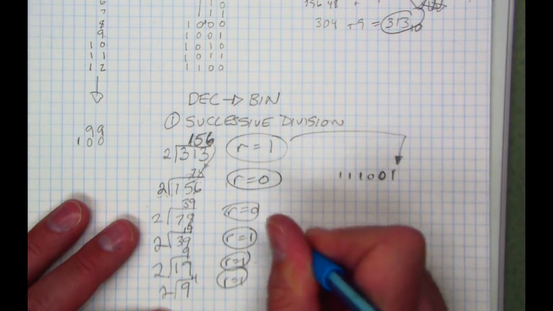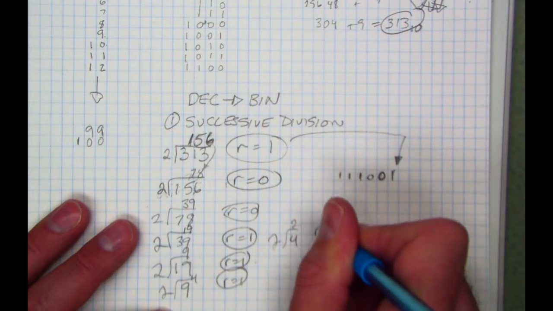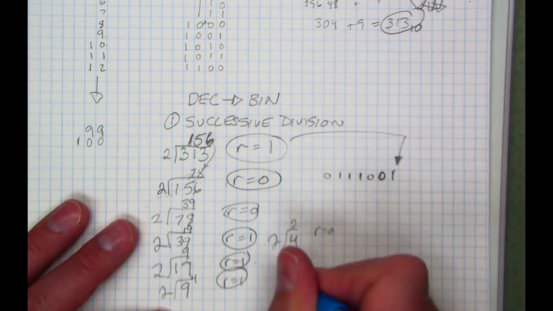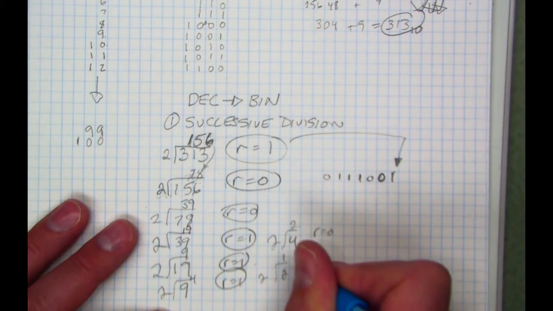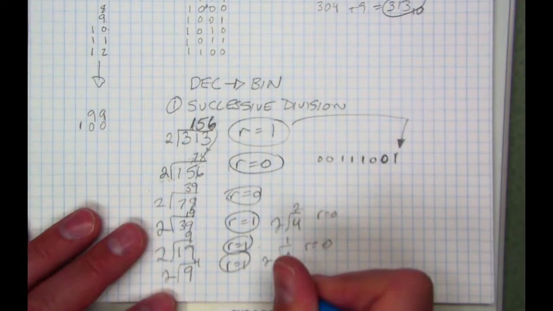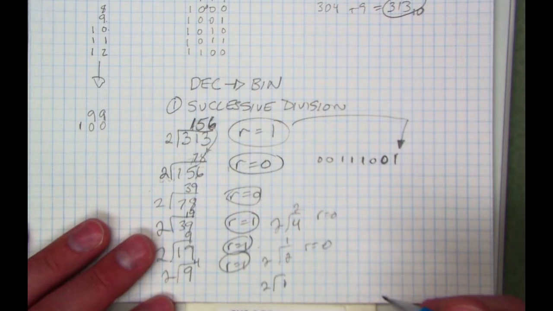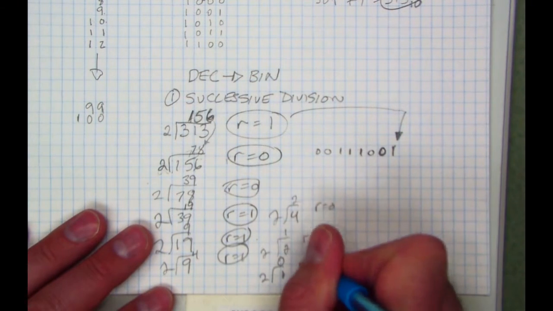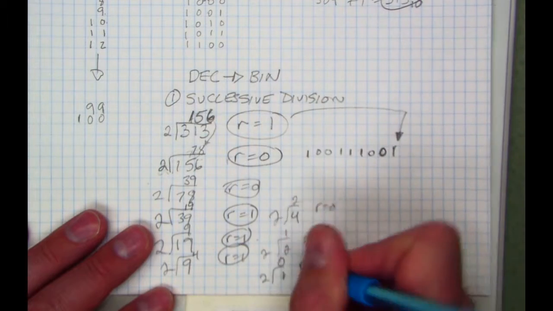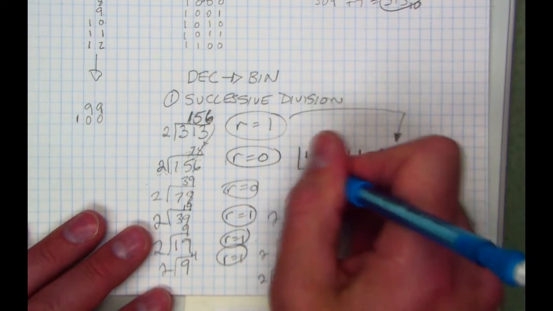Then I take 4 and divide that by 2, and I get 2 with no remainder. And I take 2 and divide that by 2, and I get 1, and there's no remainder. So I put that there. Now I take 1 and I divide that by 2, and I get 0 with a remainder of 1. And I'm done. I have nothing left. I'm down to 0.